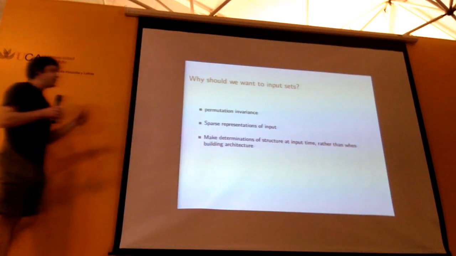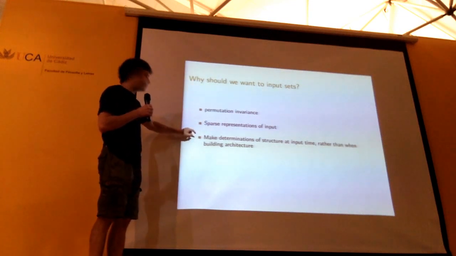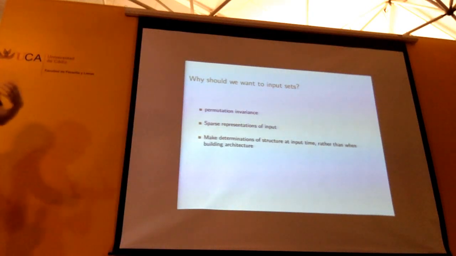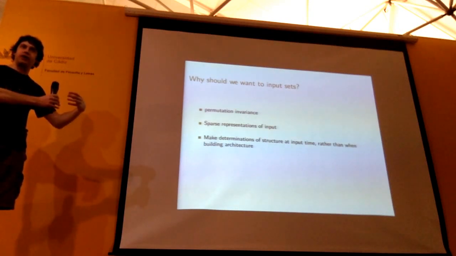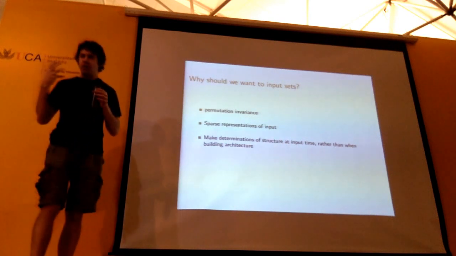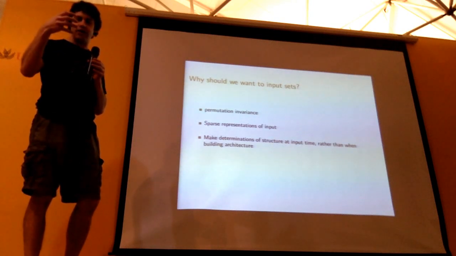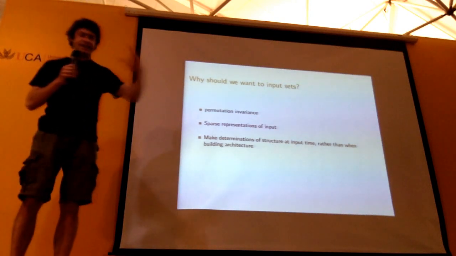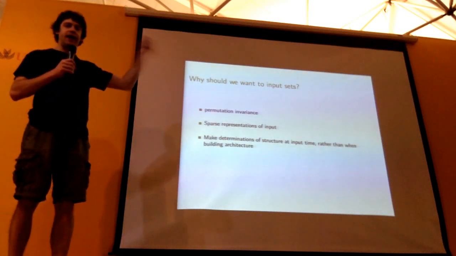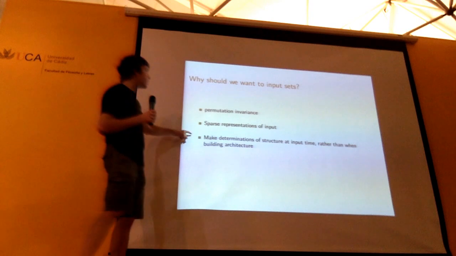Then there's a third reason, which I think is currently, actually these two are important, but this one we use quite a bit. You actually have some structure in mind, but you don't want to decide it at the moment you're building your architecture. You want that structure to matter at test time. So you want a network that eats a set of vectors and some information about the structure of those vectors, and then outputs something. And the structure is determined at runtime rather than at train time. This is another reason why you want to have input sets.